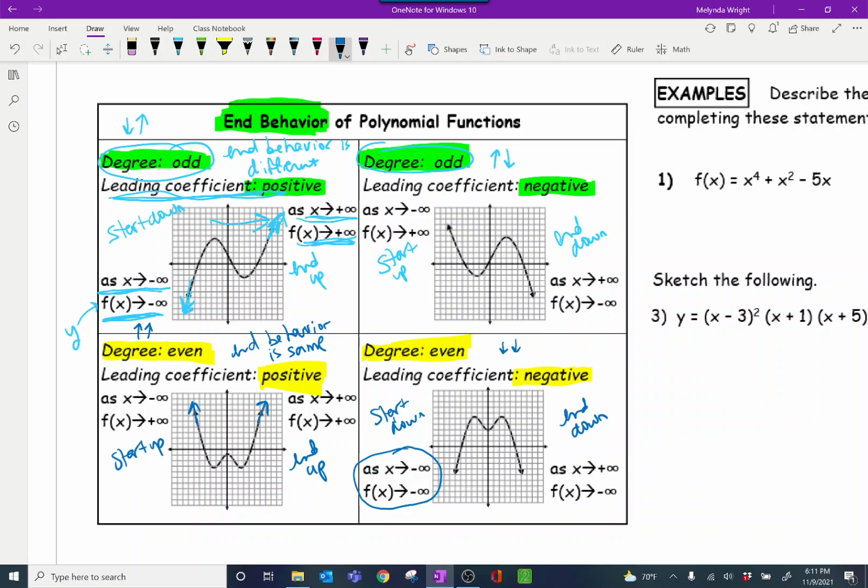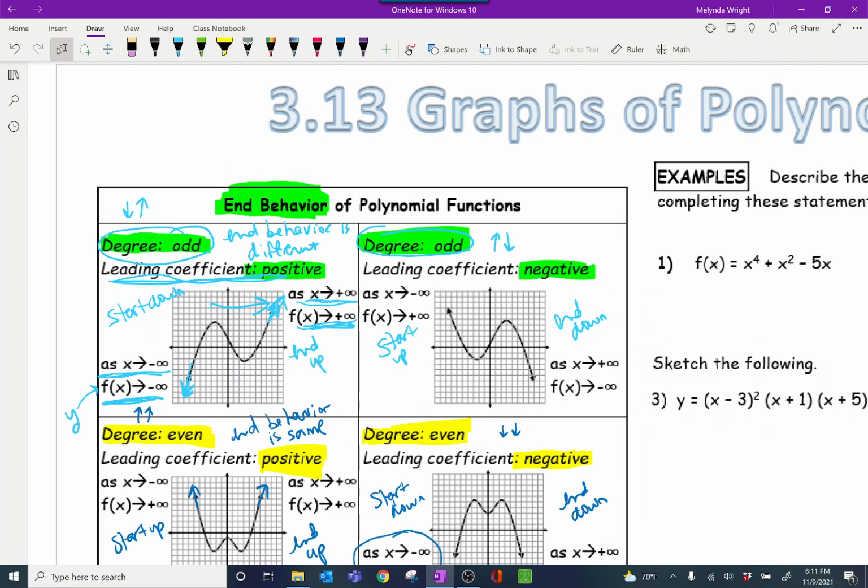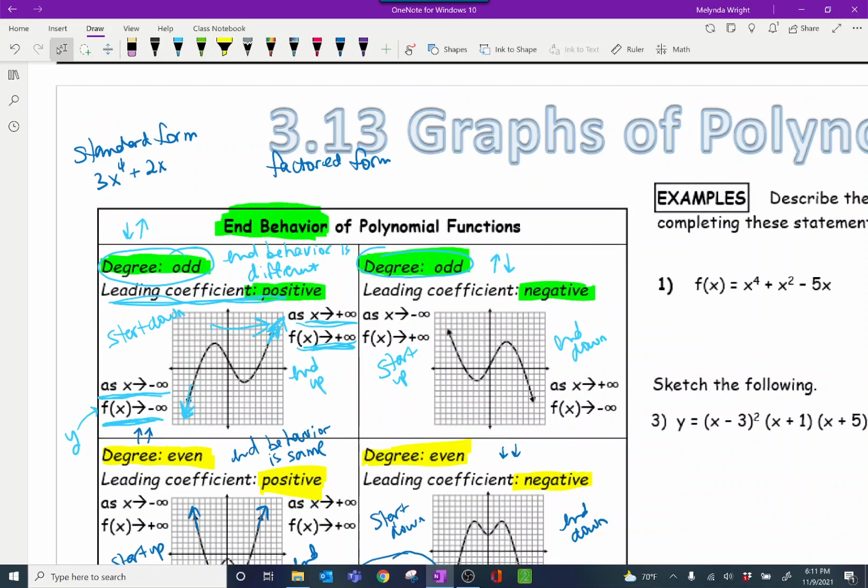So let's look at, first of all, there's two different forms that you may find the function in. There's a standard form, and we read standard form differently than factored form. We're going to look at both of those options. We have standard form and factored form. Okay, so I'll give you an example of standard form. Let's see, it's 3x to the fourth plus 2x. Okay, that's standard form. We start with the highest exponent and then decrease down.